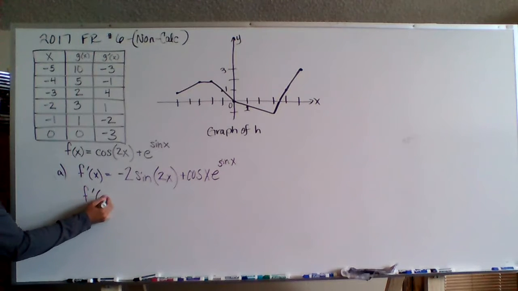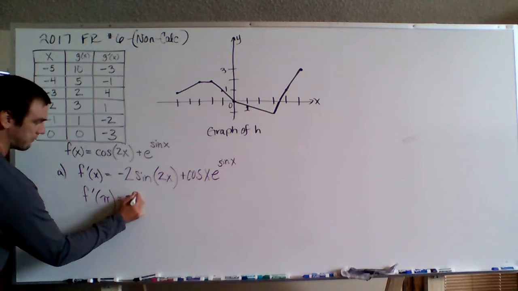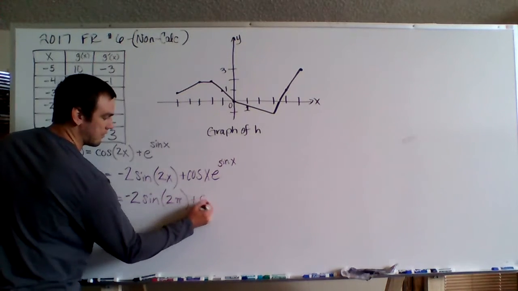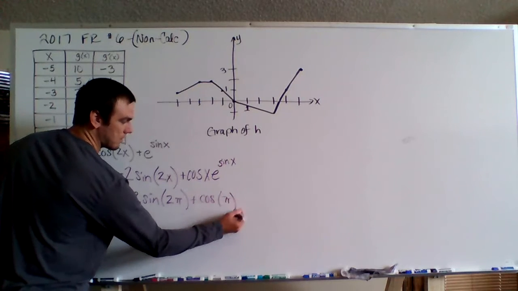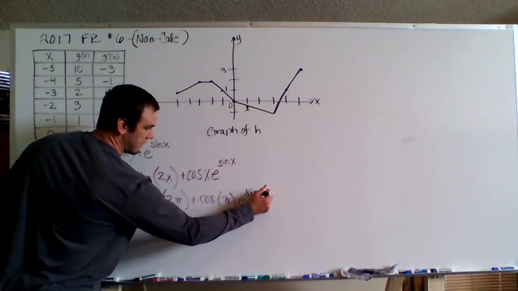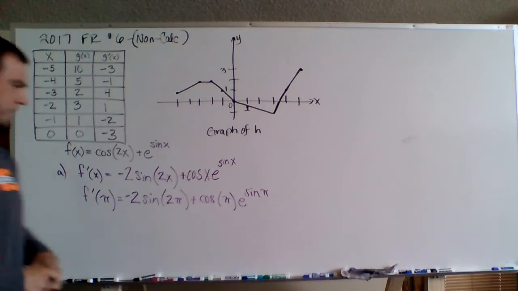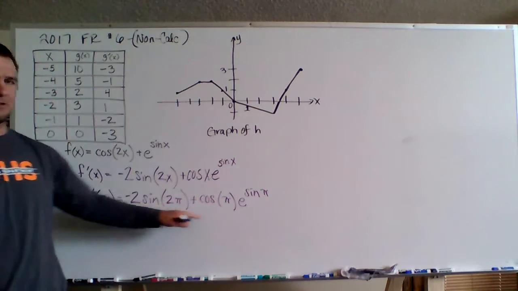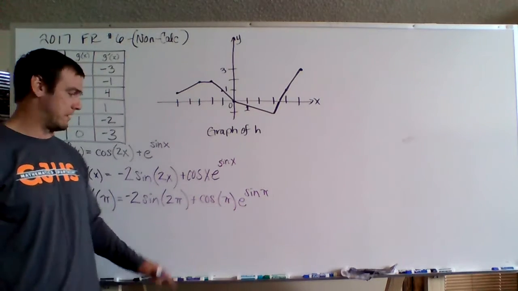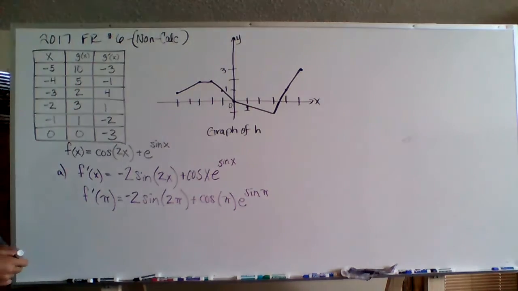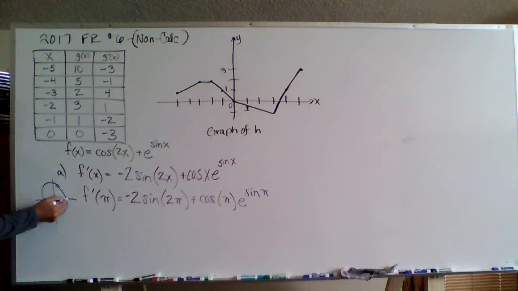So I get f prime of pi is going to equal negative 2 sine of 2 pi plus cosine of pi times e to the sine of pi. All right, so in the past we've been told every once in a while that we can leave it just like this, but we've also been told that we need to evaluate our trig. So I'm going to evaluate the trig just to be safe. Okay, so we got sine of 2 pi, so I'm going to look at my circle here. 2 pi is one full rotation around, so we're back at 0.